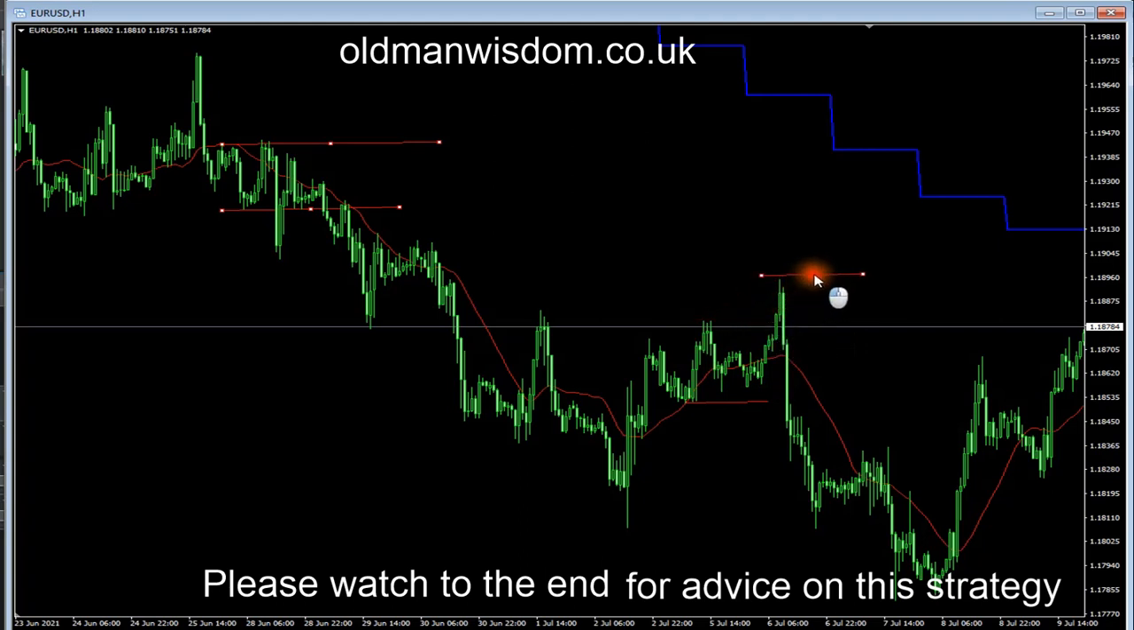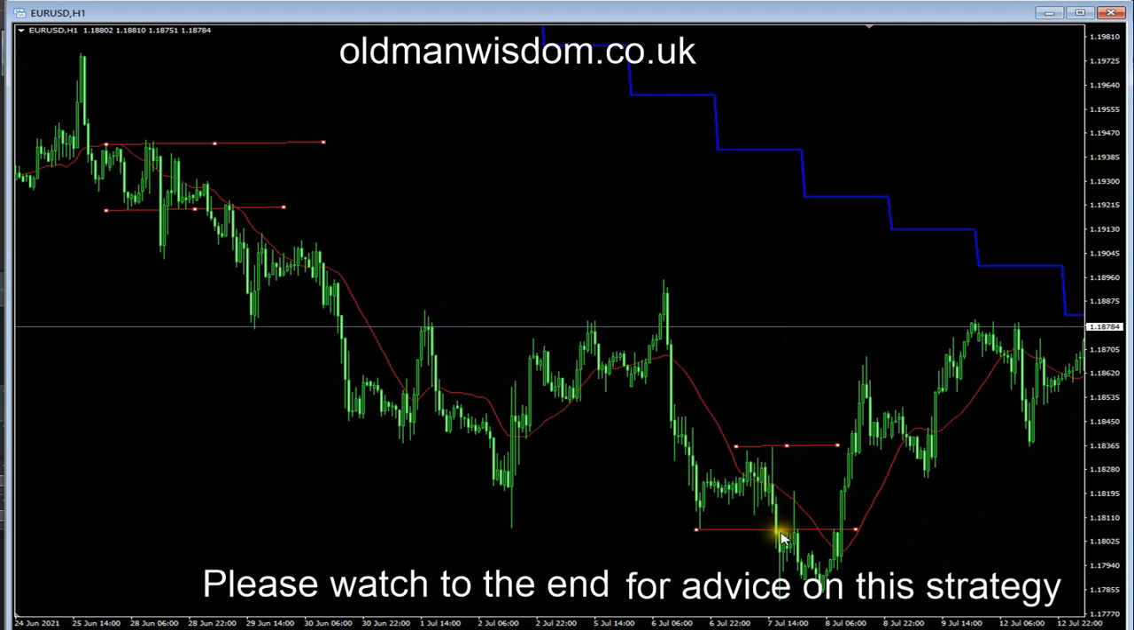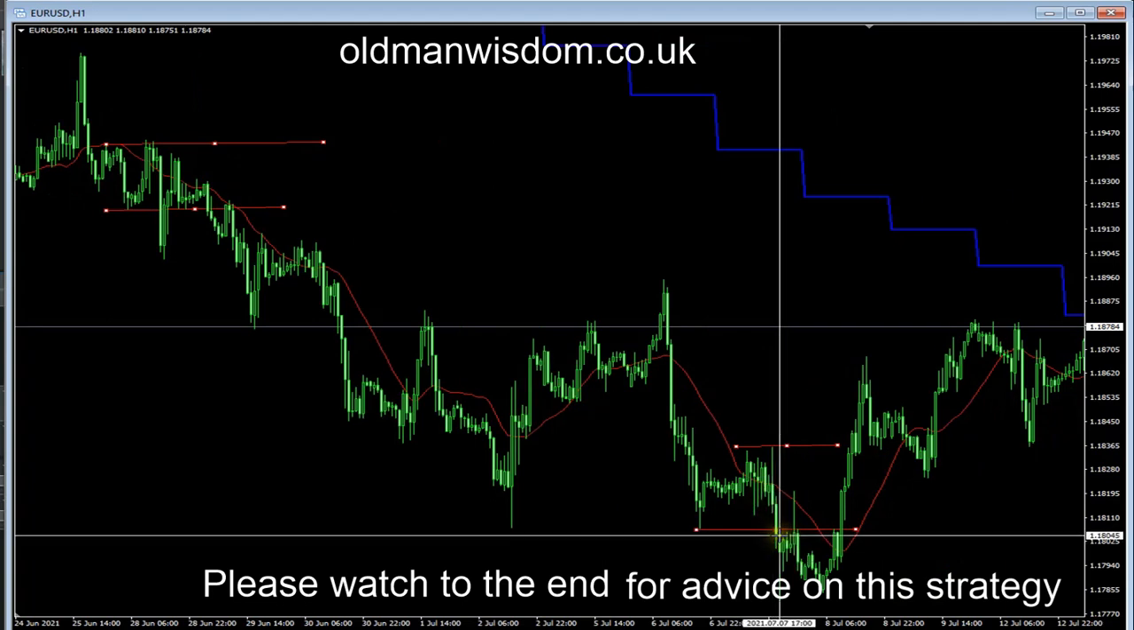So we move our level, but this time we haven't got the pullback. The pullback occurs right down here. We do have a nice range here now. We've got a high. Price has broken above the moving average. And then price comes down and literally breaks our level just there.